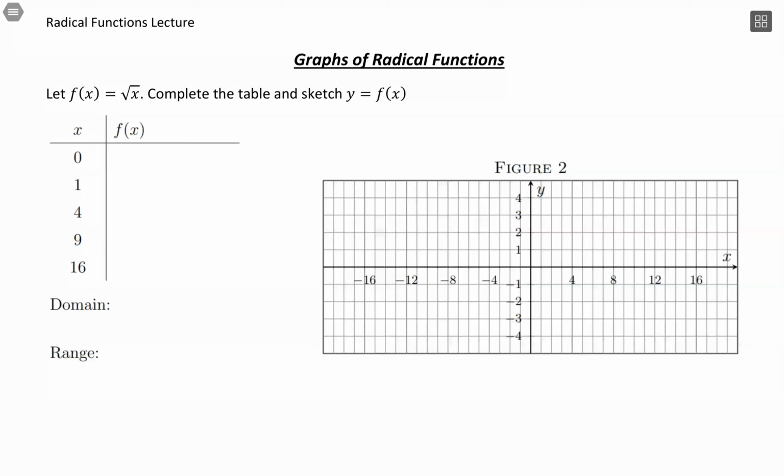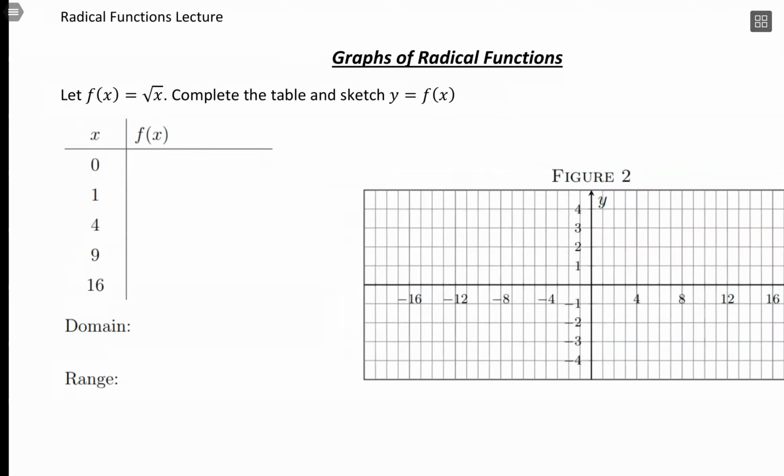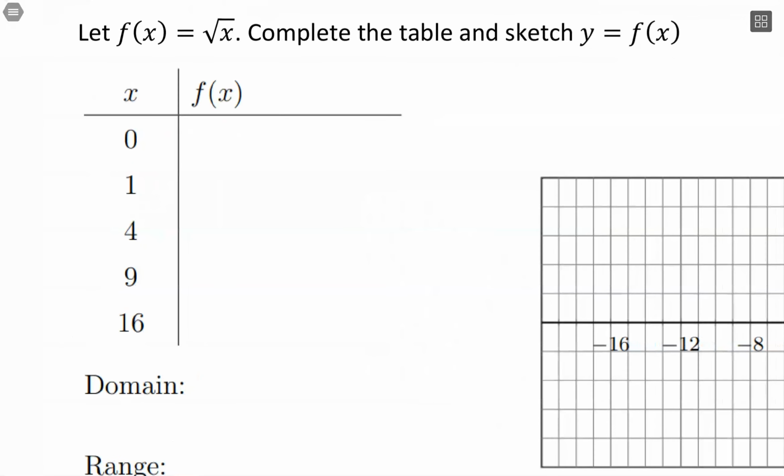So let's take a look at our square root and cube root functions and their graphs. First thing we're going to do is just complete a table. With this table we have these values for x, and we're filling it in for our function, the square root of x. So what I can do is think of, okay, square root of 0 is 0, square root of 1 is 1, square root of 4 is 2, square root of 9 is 3, square root of 16 is 4.